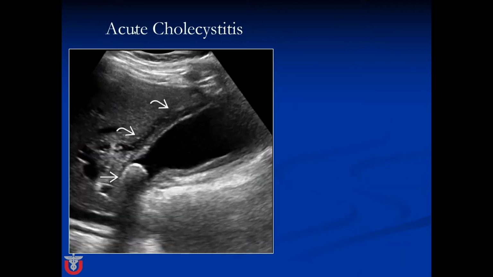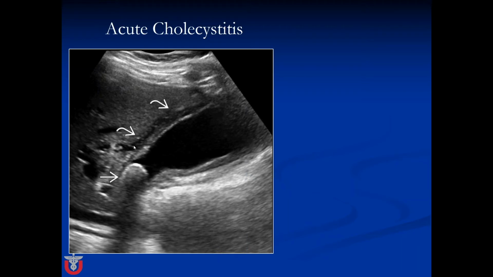So here's a patient with acute cholecystitis, and there's that gallstone. Almost all patients with acute cholecystitis have gallstones. We see the gallstone with shadowing. Then we start to look for other things, and what you see here is this is the gallbladder wall. It goes from here to here, and it's got edema in it. So I can diagnose acute cholecystitis.